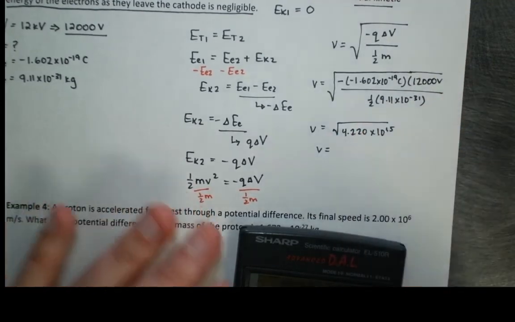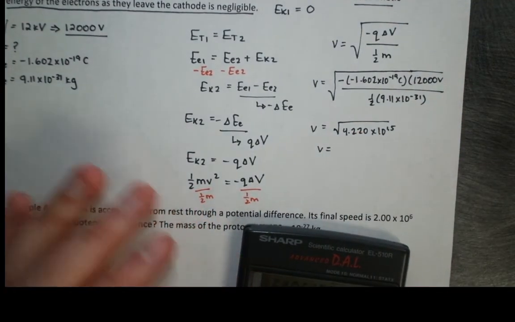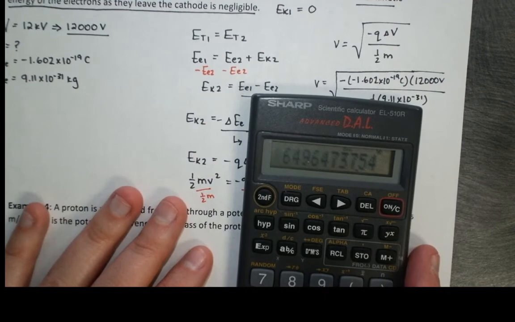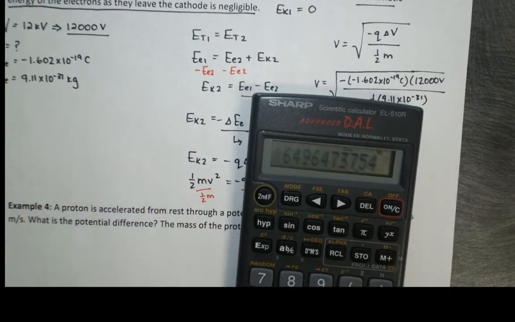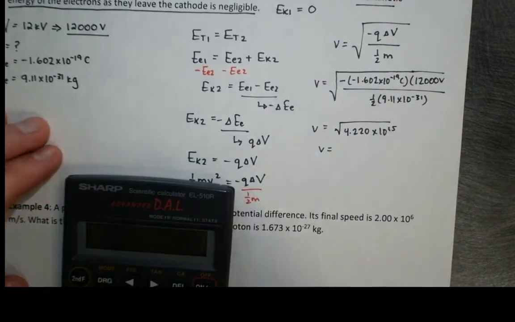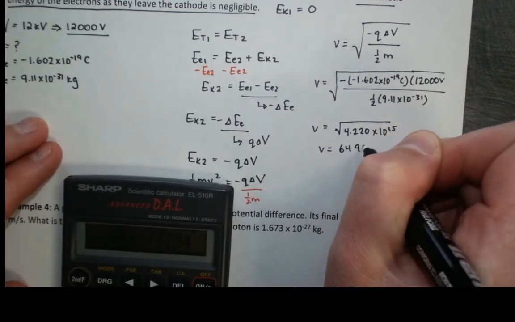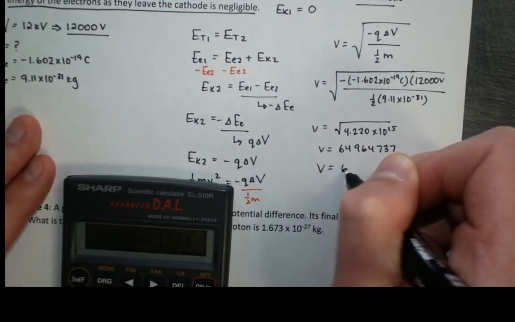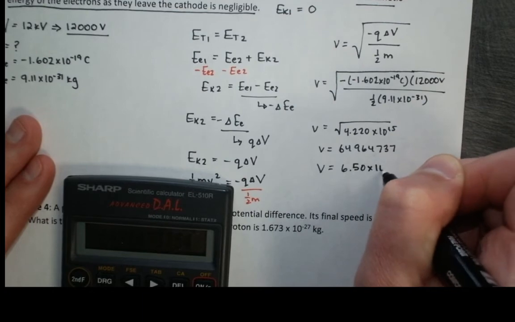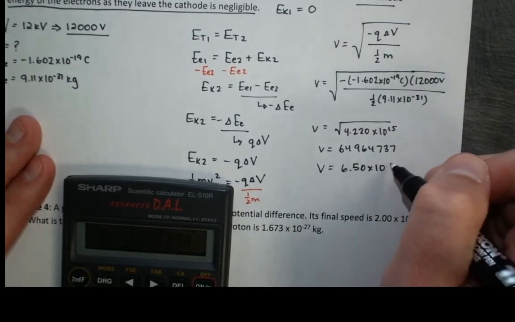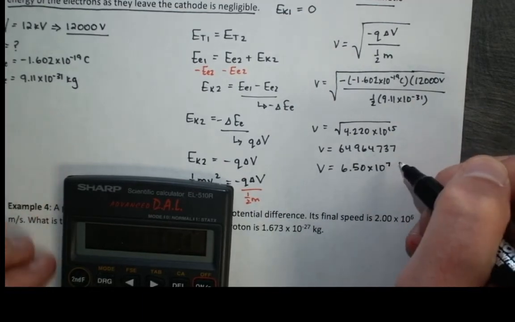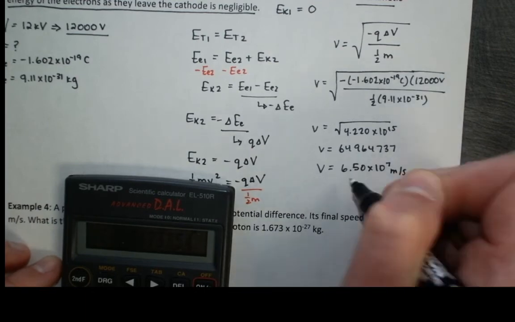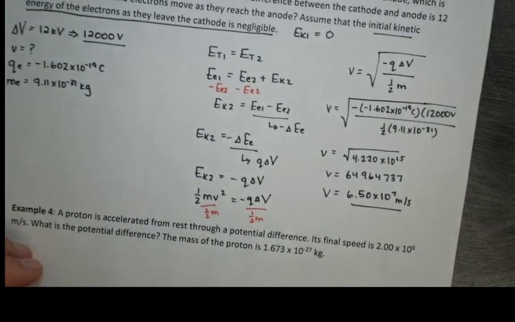So we're left with v equals square root of the answer, which is 64,964,737. It's a big number. Let's put it into scientific notation. So 6.50 times 10 to the power of 7 meters per second.